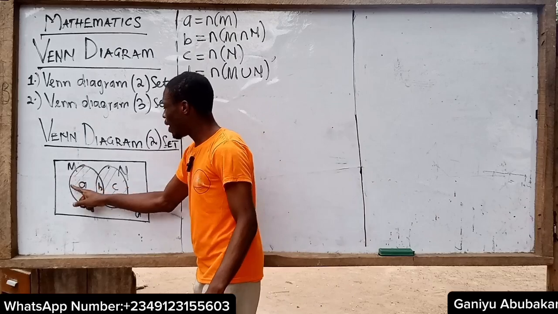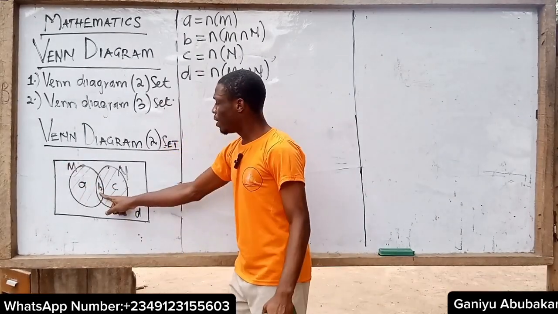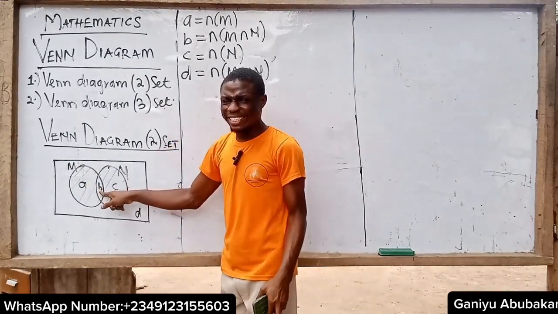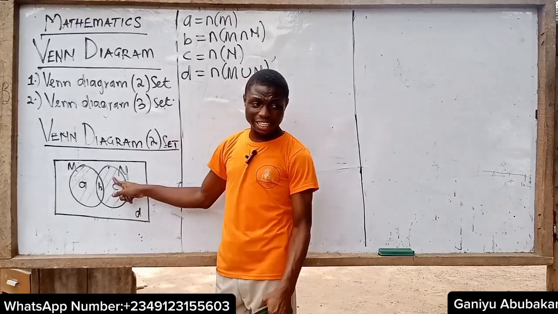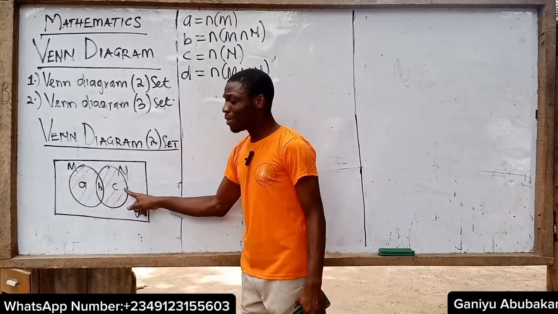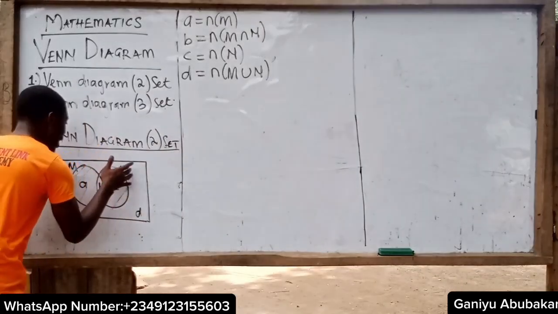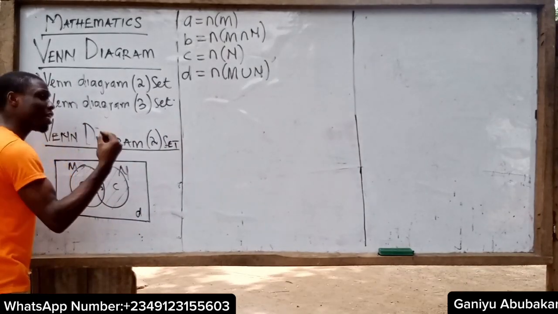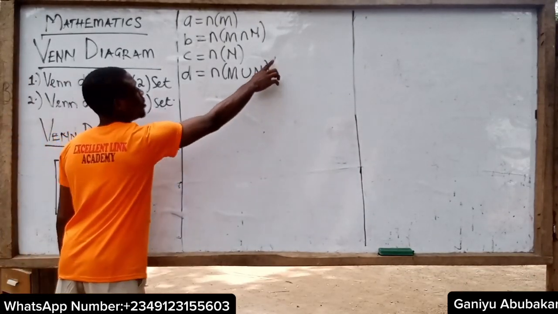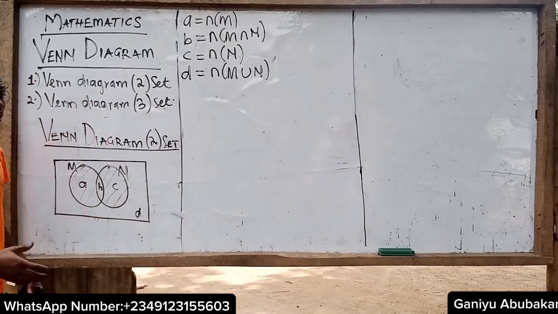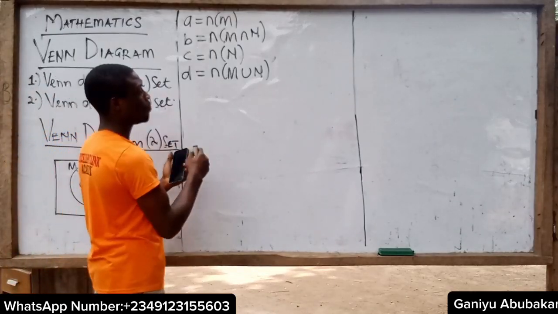And I've defined the space for you. A is simply all the elements in M. B is the elements that exist in M and N. That becomes an intersection. C is elements in N alone. D is the combination of M and N, and subtract from the universal set. This prime means take away from the universal set. So that becomes the expression here.